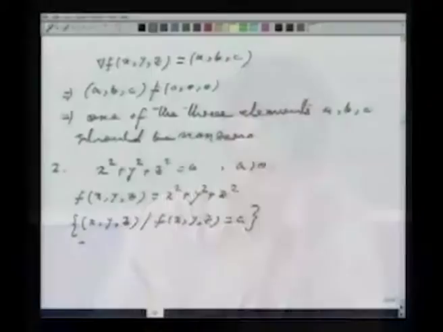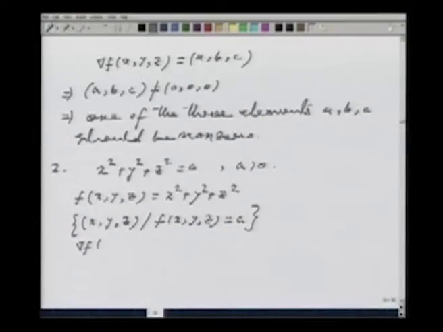So what is the gradient of f at the point (x, y, z)? What I get is (2x, 2y, 2z). Now this should be not equal to (0, 0, 0). That means one of those x, y, z should be non-zero. Now what happens if all these quantities are 0? x, y and z are all 0.